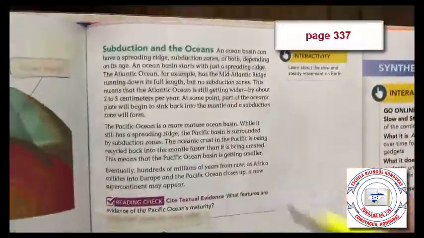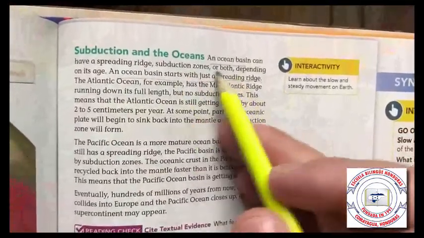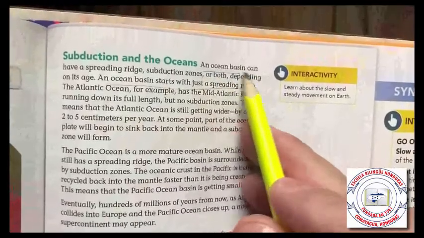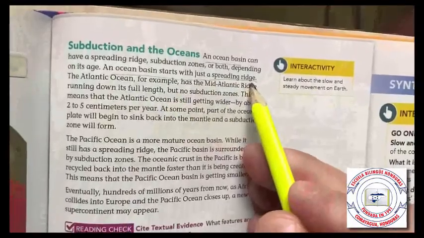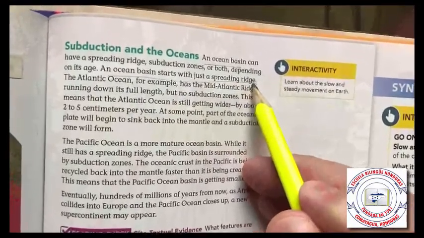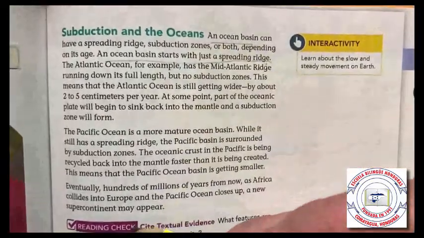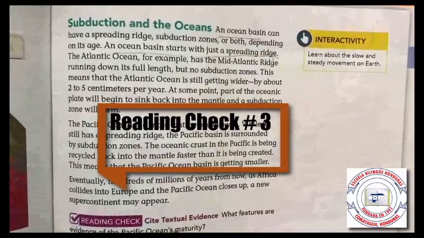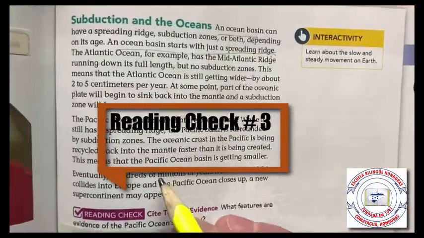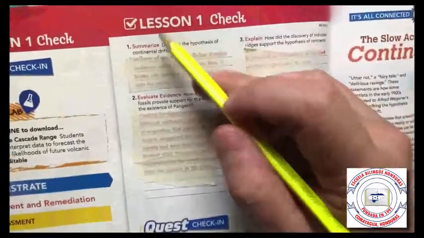Next part, 337. Over here you have subduction and the ocean. Over here underline, from the beginning, an ocean basin can have a spreading until, over here, a spreading ridge. You have to underline the first 3 lines of the first paragraph. Then we're gonna have the last reading check of the lesson. Again, read carefully the question and answer that activity. And the last part, that's on page 337, you have to finish and complete the activity.